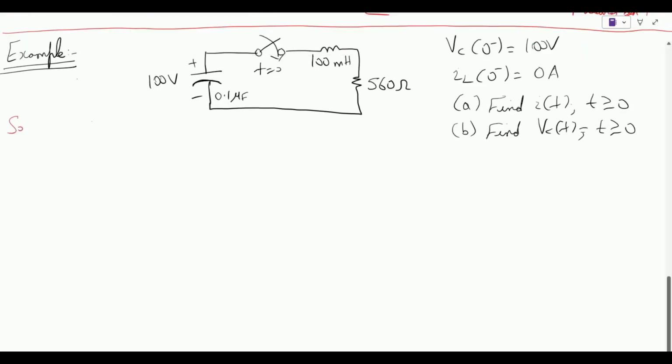So let us begin the solution with the first part. The first thing, whenever we are dealing with the natural or step response of a parallel or series RLC, is to figure out which kind of response this circuit is giving us, whether it is overdamped, underdamped, or critically damped.